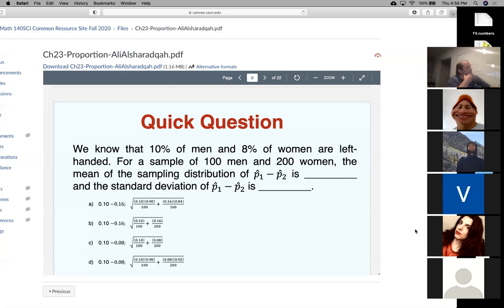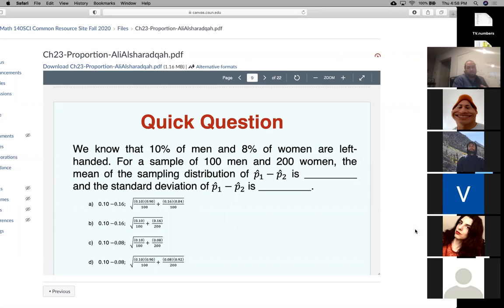Okay, well, let's think about it. The mean of P1 hat minus P2 hat is P1 minus P2. If P1 is 10% and P2 is 8%, then P1 minus P2 is 0.10 minus 0.08, which is either C or D. So A and B are out, even though someone said definitely B.